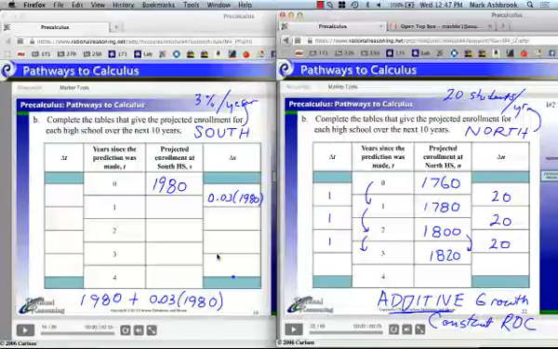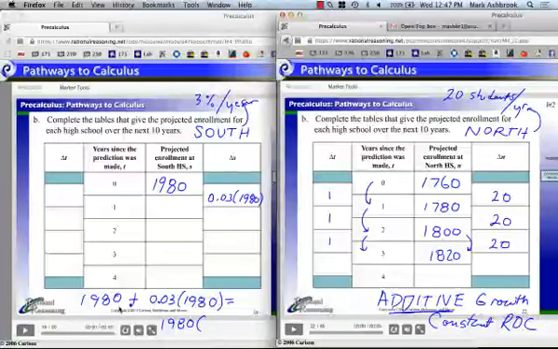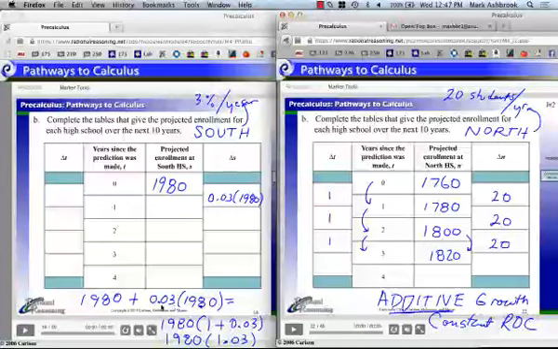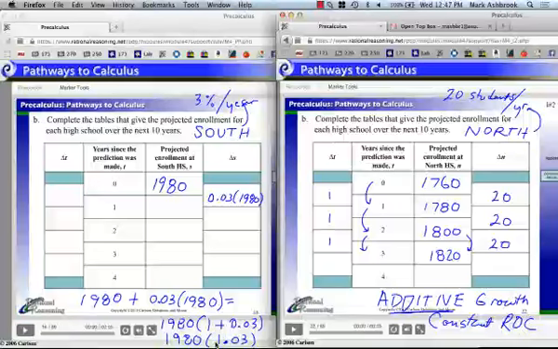So now watch this. I'm going to rewrite that by factoring out 1980. If I factor out 1980, what's left here? 1 here. 0.03. Or in other words, it's 1980 times what? 1.03. So multiplying by 1.03 is the same thing as doing this process. Finding 3% and adding it to 1980 is the same as just multiplying by 1.03, because what's the 1 represent?